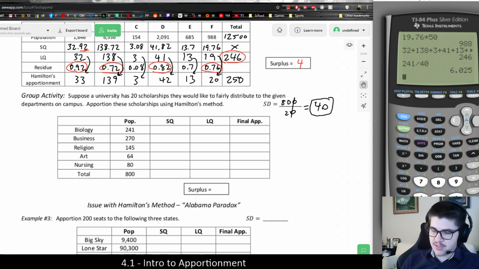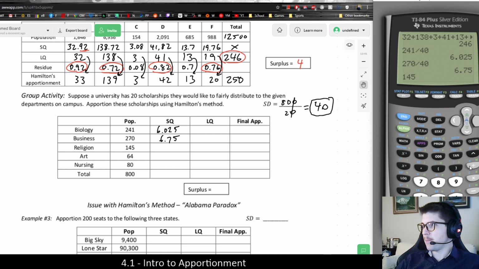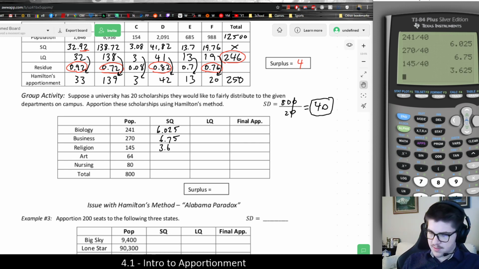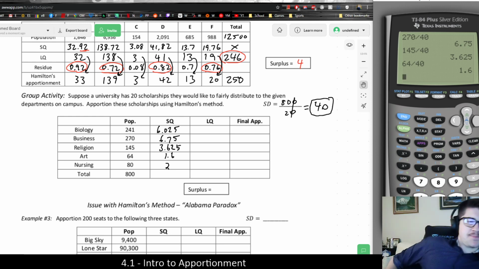But basically, the biology standard quota will be 6.025. Business will be 6.75. Religion will be 3.65. Art should get 1.6. And then 80 divided by 40 is exactly 2. So that's one I can do, again, without a calculator.